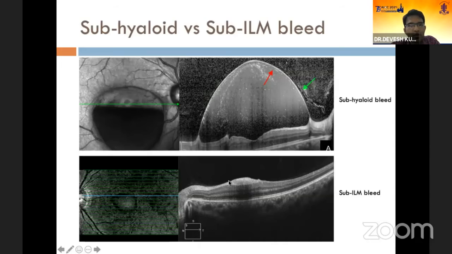Now, OCT can be used to differentiate between subhyaloid and subhyalum bleeds. In subhyaloid hemorrhage, we can easily go ahead and do a YAG hyaloidectomy and drain out the bleed. But in subhyalum bleed, it is very difficult because the level of bleed, the height of bleed is less, and we may injure the underlying retinal tissue.